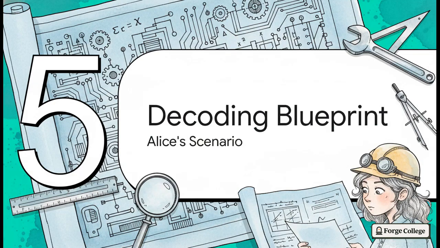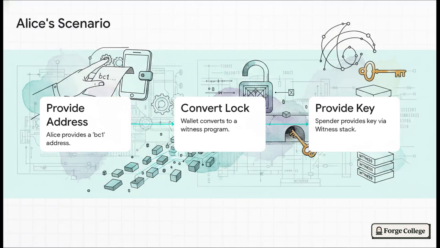Section 5. Decoding the blueprint. Alice's transaction scenario. Okay, let's put on our engineering hats for a second and see how this builds in practice. Step 1. Let's say our friend Alice wants some Bitcoin, so she hands you an address starting with BC1. Step 2. Your wallet software is super smart. It instantly knows this is a native SegWit address and translates it into a very specific byte sequence. That's our witness program lock.